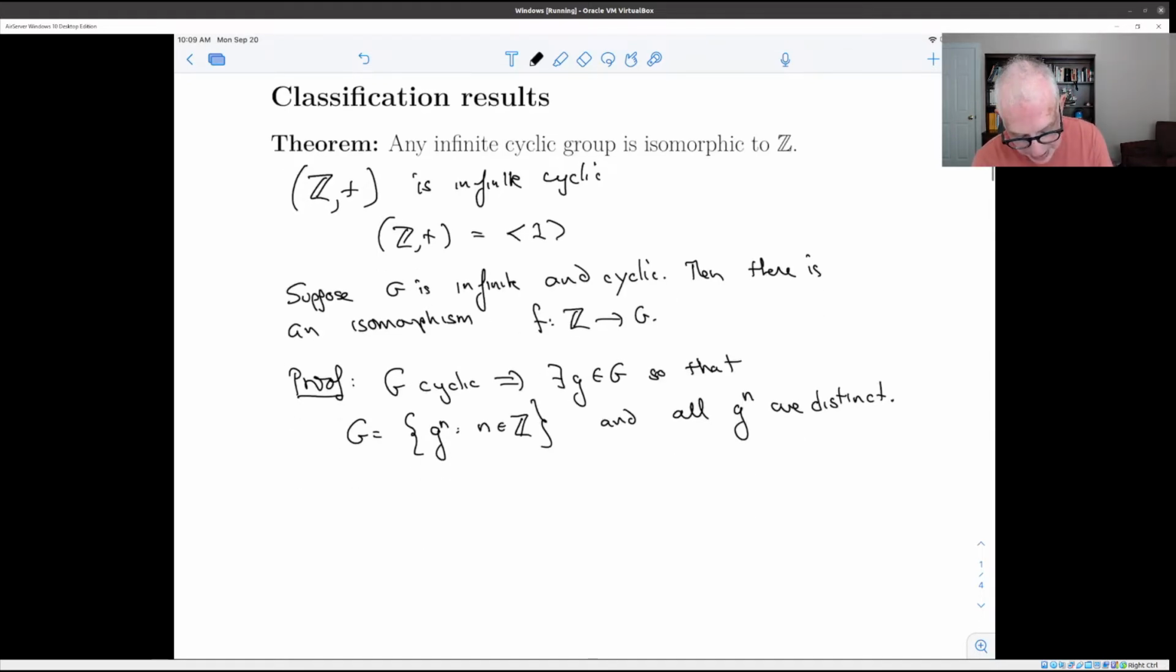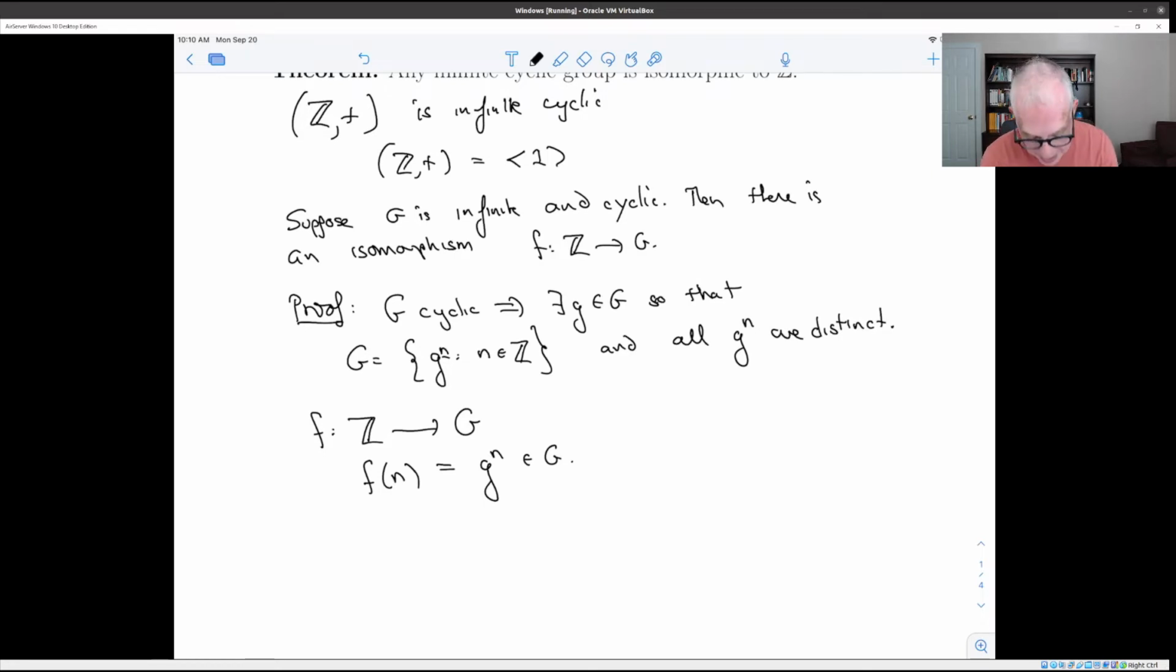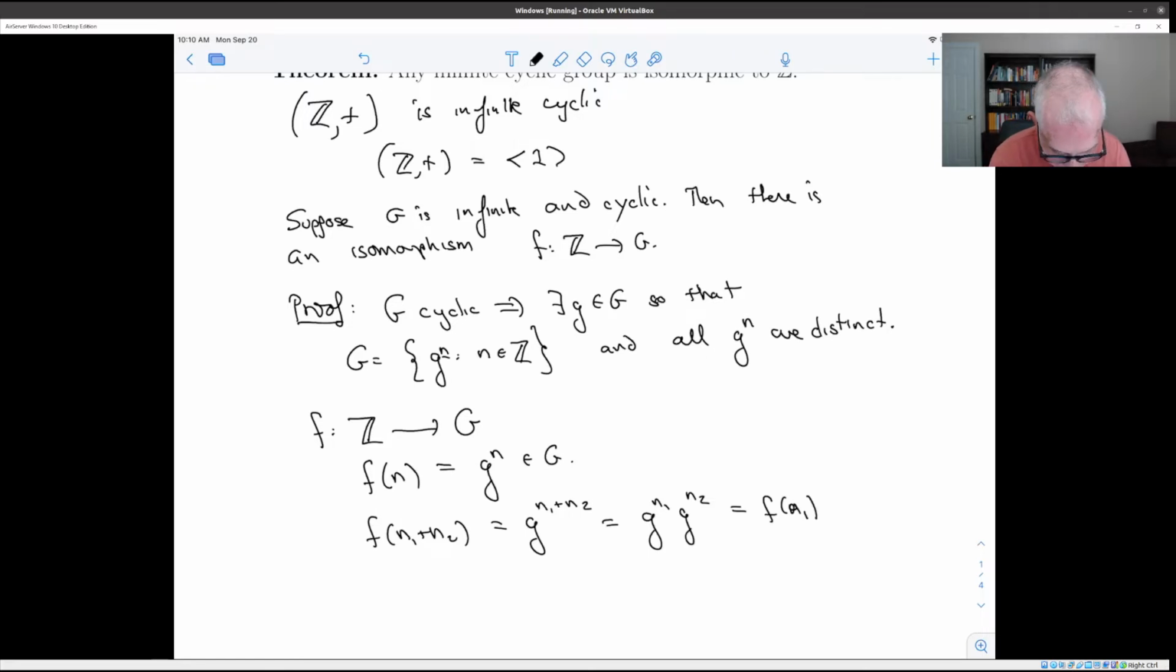So if we look at this for a minute, we can see how to construct our isomorphism, because we can take Z to G by using this exponent. We define f of n to be g to the n. And first of all, this is a homomorphism because f of n1 plus n2 is g to the n1 plus n2, which is g to the n1 times g to the n2, which is f of n1 times f of n2. Accounting for the fact that I'm writing the group operation as multiplication in G and as addition in Z.